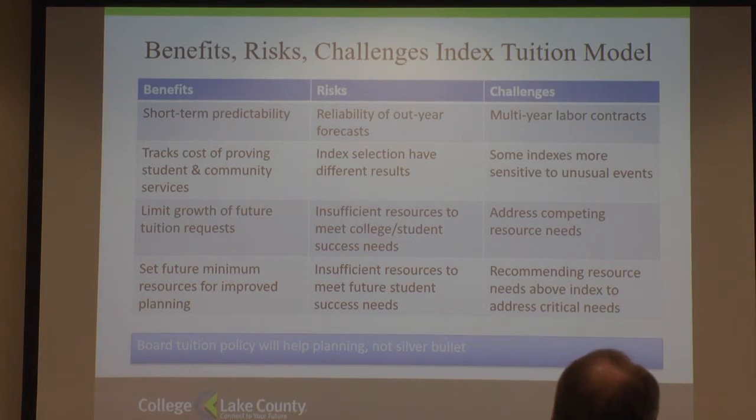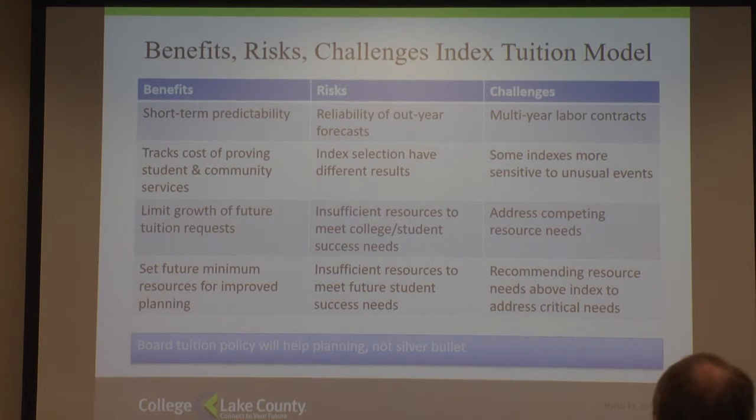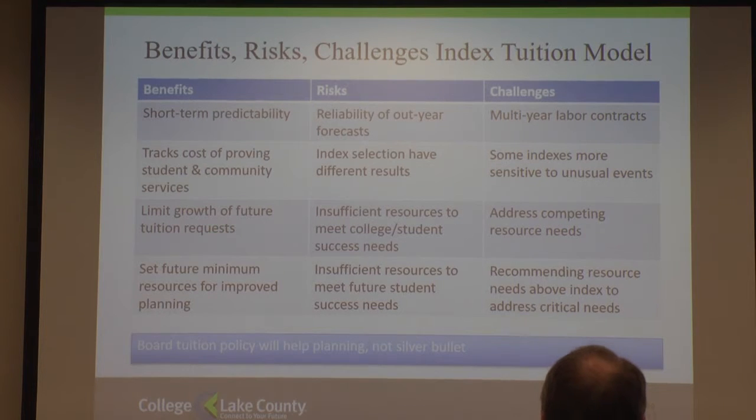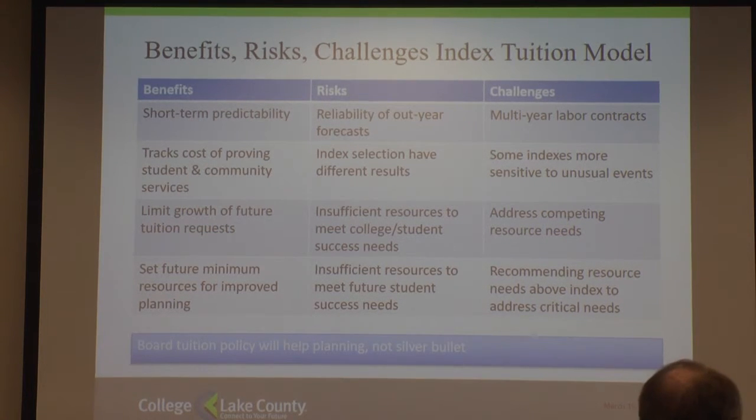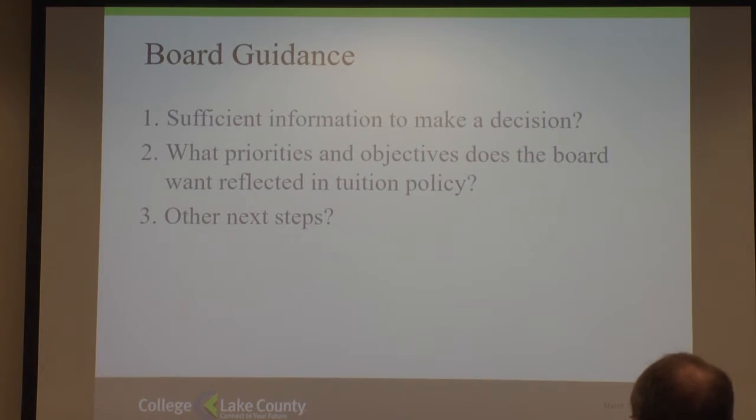There's a certain predictability to some of these indexes. I know with the CPI this past December, when the federal government shut down for a period of time, that did draw that measure down by a good 2 or 3 percentage points, which affected the outcome we would have received normally. And we also know that with an indexing model, a challenge is how do we address some of the broader student needs and resource needs if we're constraining ourselves to a particular formula. So those would be some of the trade-offs to consider. Bottom line, a tuition policy such as Harper or Lincoln Land certainly helps with planning, but it's not a silver bullet either. So it's pros and cons.